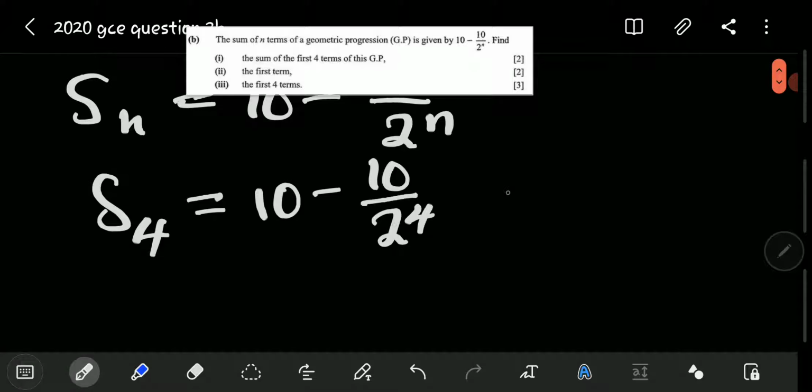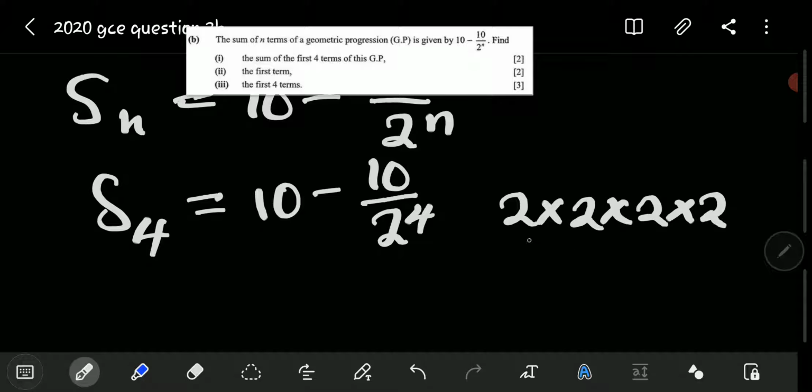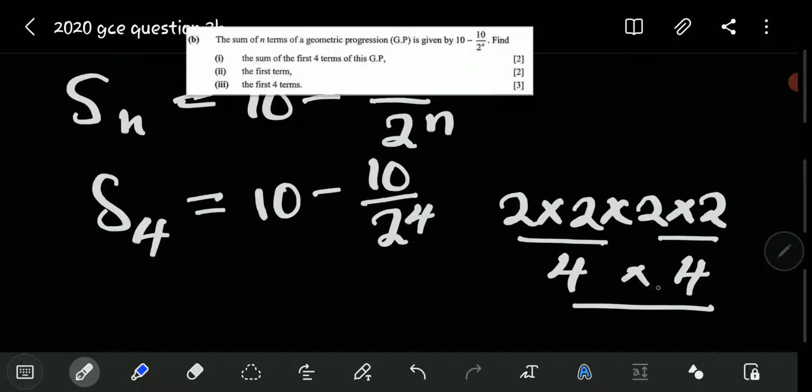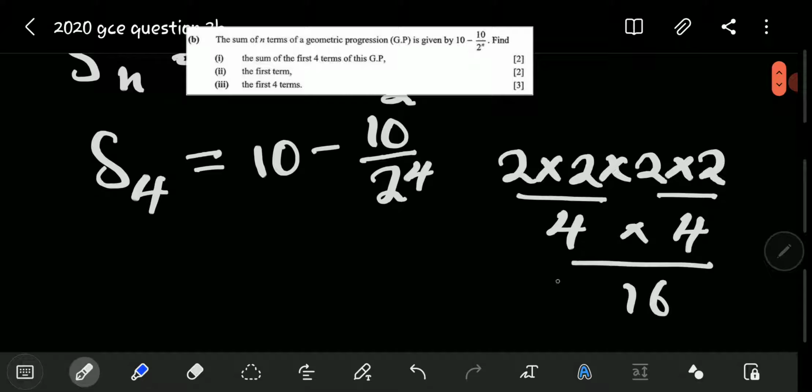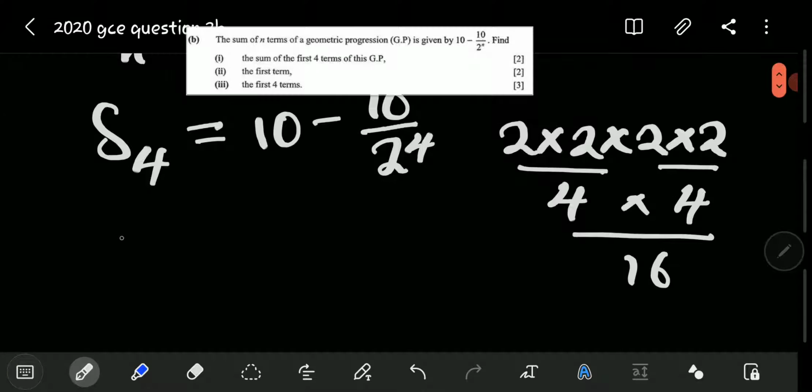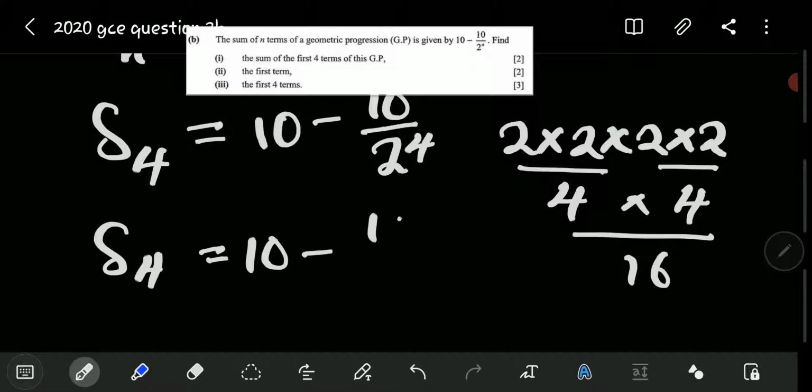Now, what is 2 to the power 4? 2 to the power 4 is 2 times 2 times 2 times 2. So 2 times 2 is 4, 2 times 2 is 4, 4 times 4 is 16. So 2 to the power 4 is equal to 16. So we're going to have the sum of the first 4 terms is equal to 10 minus 10 over 16.